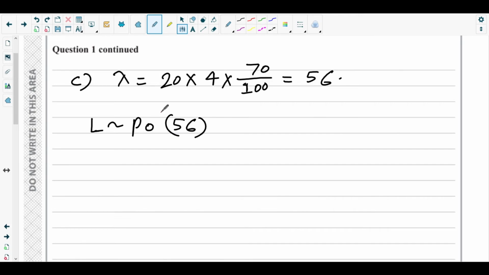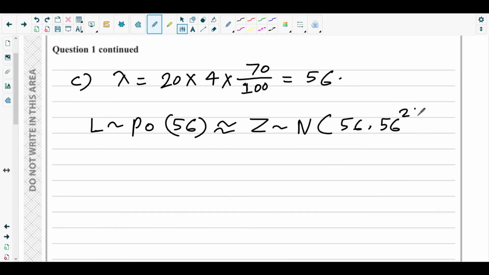Because for Poisson distribution we know that the mean and the variance are equal. Since the value for lambda is greater than 10, normal approximation would be perfect in this case. So we can approximate it using a Z distributed normally with mean 56 and standard deviation, it's also 56.